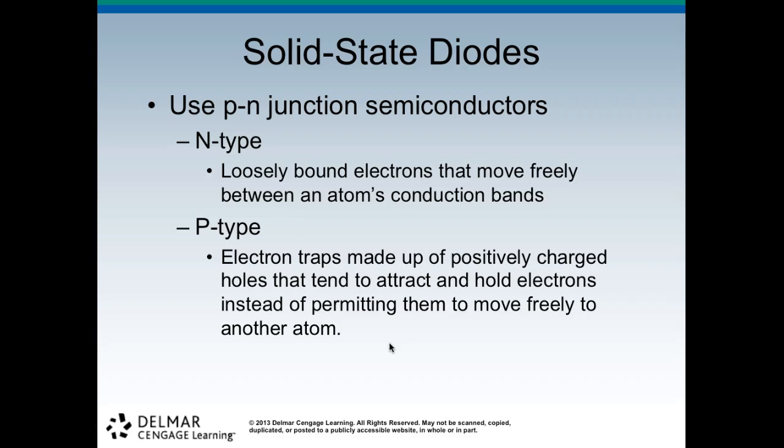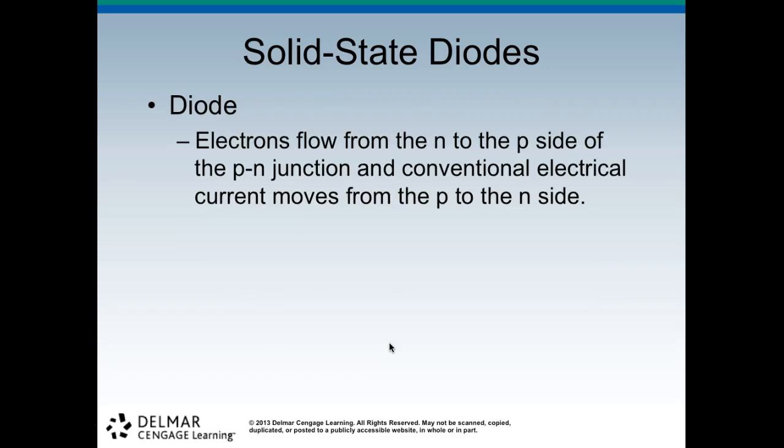The N type has loosely bound electrons that move freely between the atoms' conduction bands. The P type has electron traps made up of positively charged holes that tend to attract and hold electrons instead of permitting them to move around freely within the atom. So a diode has electrons flow from the N to the P side of the P-N junction, and conventional electrical current moves from the P to the N side.